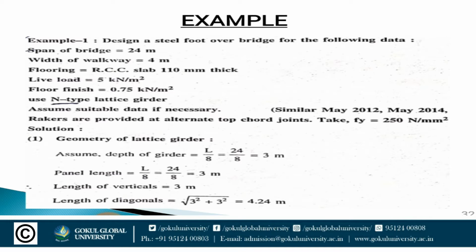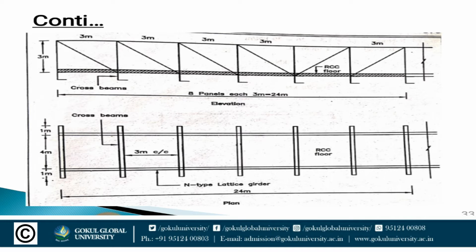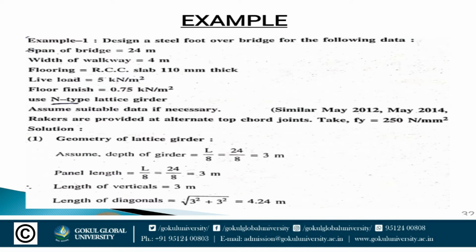It is very important to understand which type of truss is provided here. It is the N type of lattice girder. The N type of lattice girder used here is called the Pratt truss, because it is made of a combination of diagonal and vertical members. So it looks like an N type of lattice girder. We can see in the figure, it is the N type of lattice girder. Rackers are provided at alternate top chord joints.